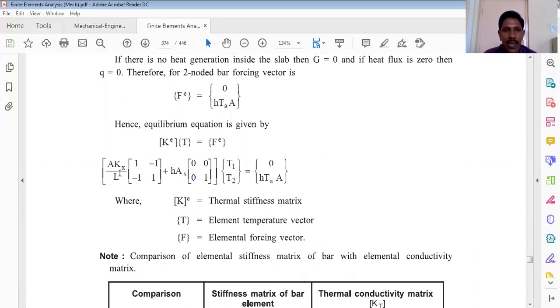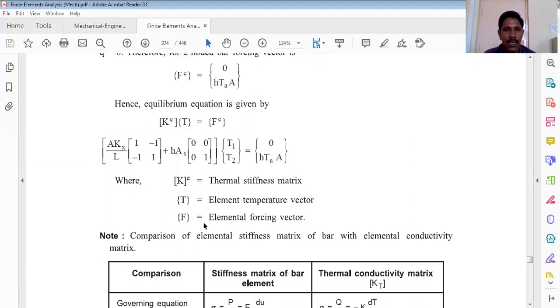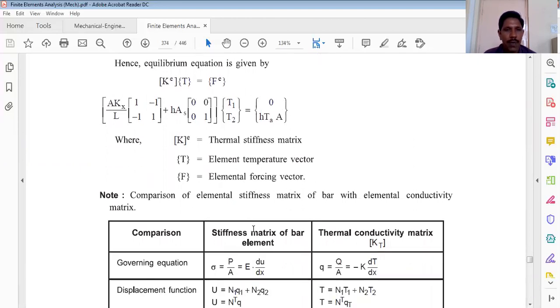which is AK by L in the matrix of 1 −1, −1 1. This is due to conduction, plus h A into a matrix of 0 0 0 1, which is due to convection, multiplied with the temperature vector consisting of T1 and T2 corresponding to nodes 1 and 2, equals the load vector due to convection, which is 0 and h T∞ A, where T is the elemental temperature vector, K is the thermal stiffness matrix, and F is the elemental forcing vector.